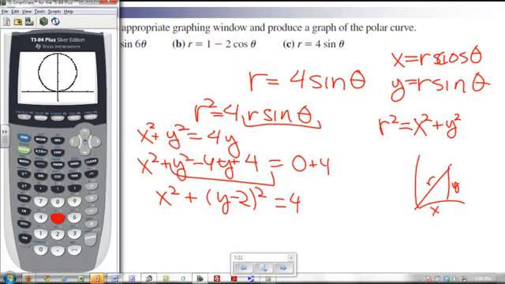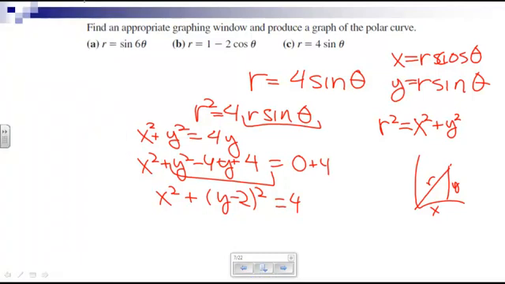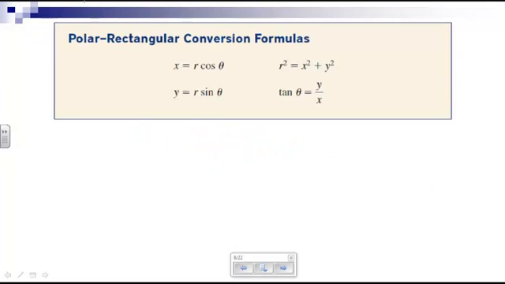I hope I have presented sufficient proof. If you're unsatisfied, too late. We've got to go on. So here are the conversion formulas that I've been using to do that kind of work. Probably not a bad idea to memorize these.